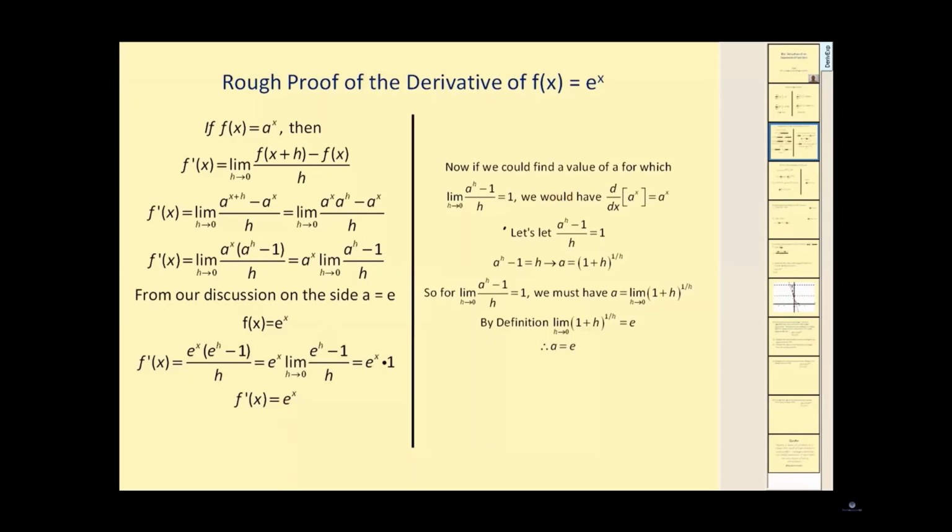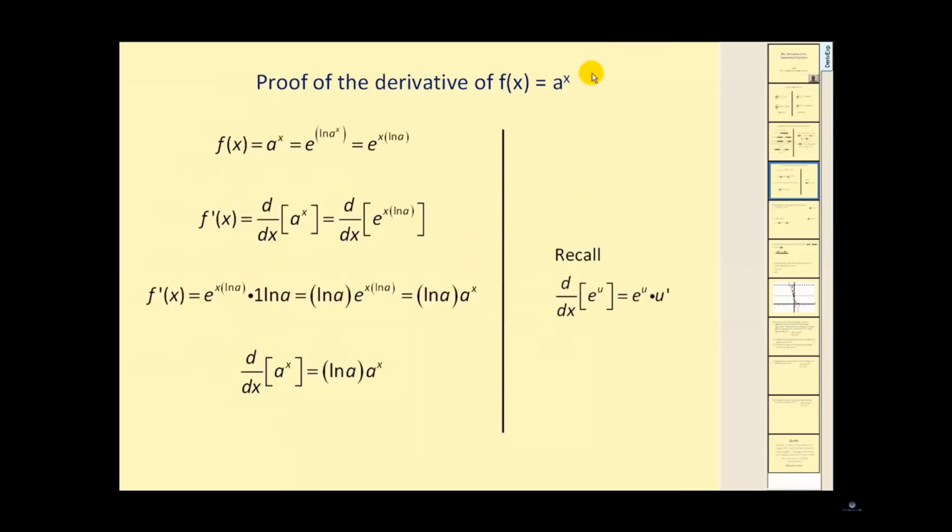Now the next case is what do we do if the base isn't e? Well, from some of our properties, we can rewrite a to the x as e to the power of x times natural log a. And in this form, we can just apply the chain rule to the derivative of e to the u. So what we're saying here is that the derivative of a to the x is equal to this derivative. So if we let this equal e to the u, the derivative of this function would be e to the u times u prime.